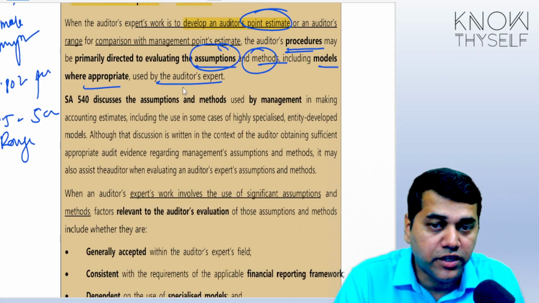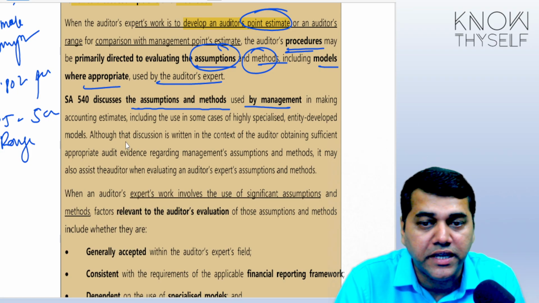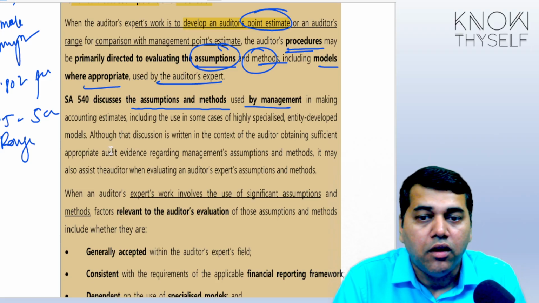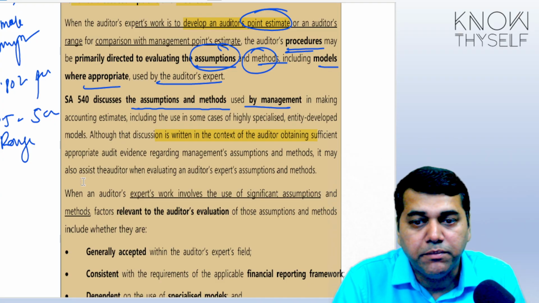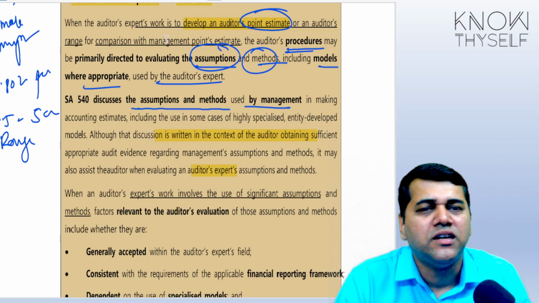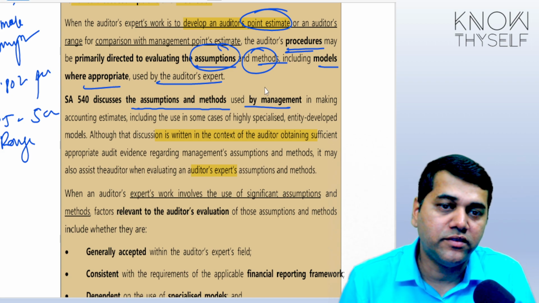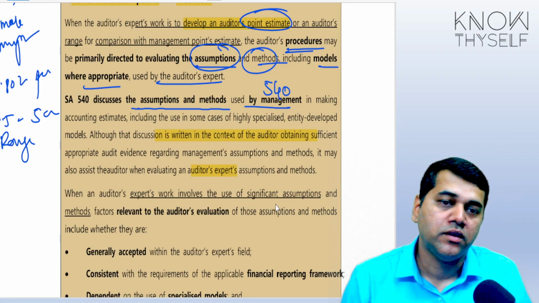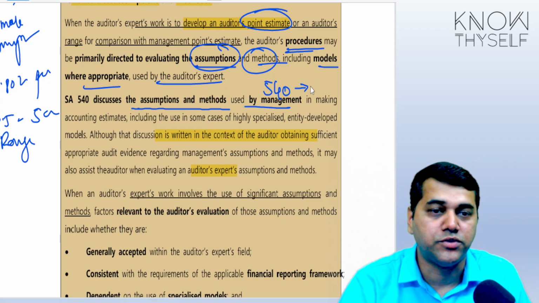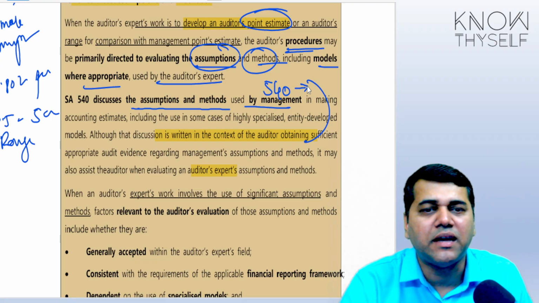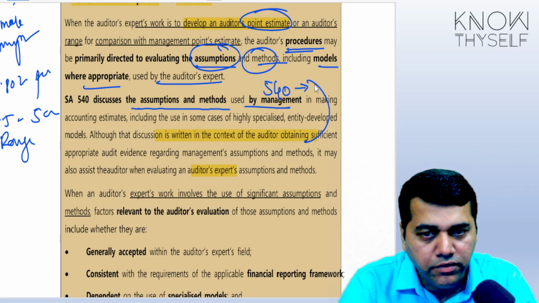Now, SA 540, which we are going to discuss, discusses the assumptions and methods used by management in making estimates. Although that discussion is written in the context of the auditor obtaining sufficient evidence, it may also assist in evaluating. That means they say, okay, how to evaluate those assumptions and estimates? How should I do it? For this, they say, please refer to SA 540. This SA 540 talks about the auditor's evaluation of the assumptions, and they say the same thing is applicable to the evaluation of the expert's assumptions also. Anyhow, we will see that tomorrow.